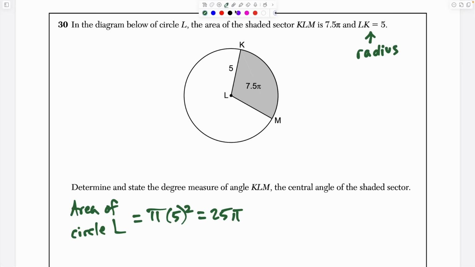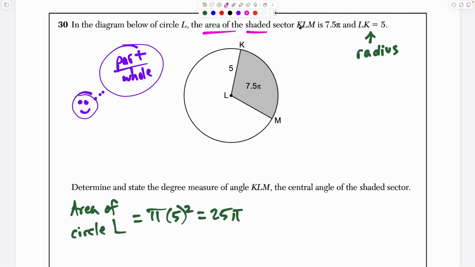But what I like to think of for questions like this is percents. Okay, so for this, I'm thinking part over whole. And if I had to turn this into a percent, I would take this decimal and multiply by 100. And that's how we would turn the decimal into a percent. But it helps here just to think that we're taking a ratio of this full circle here. So now we look at the area of the shaded sector. So the area of the shaded sector is 7.5 pi.